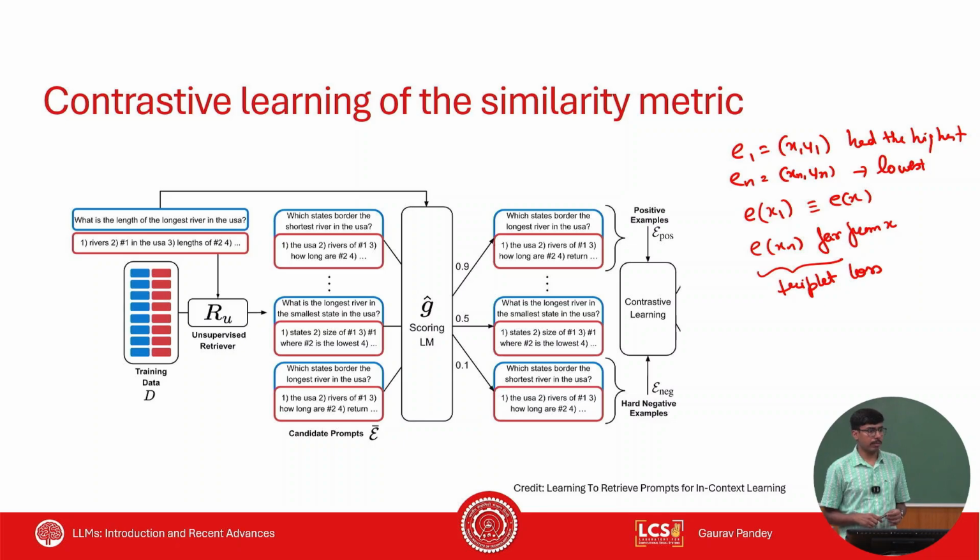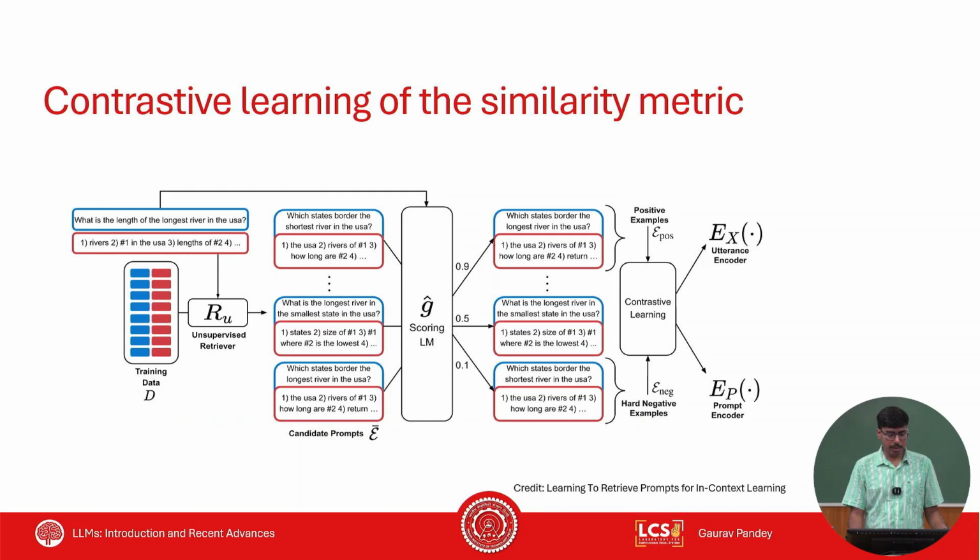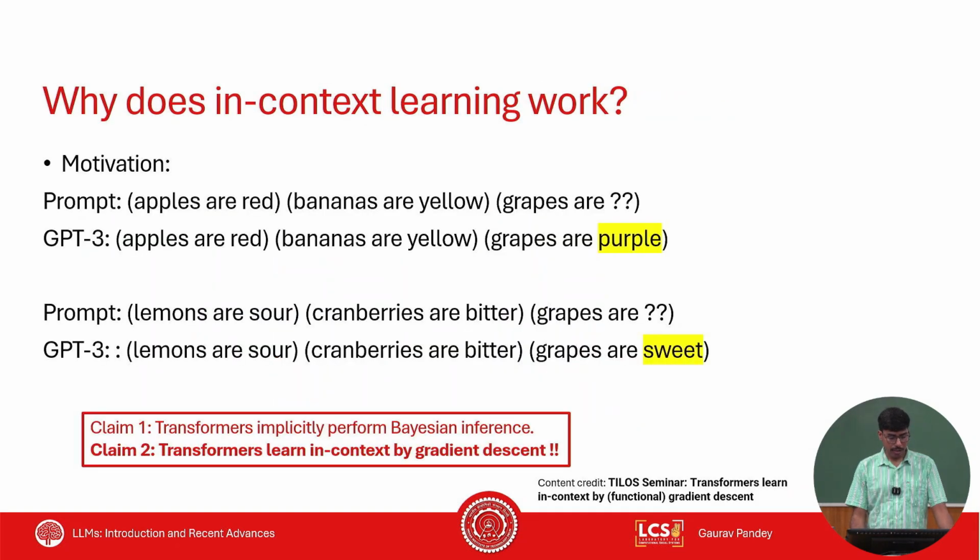Does that make sense? How basically contrastive learning of the similarity metric forces the examples that give a higher score to be closer to your current example. Now we have seen how to make it work, contrastive learning, in context learning. The next thing is, why does it work? And there have been lots of papers to understand why this in context learning works.